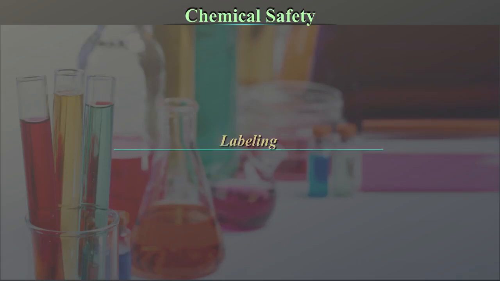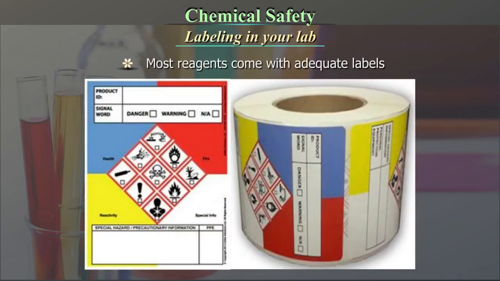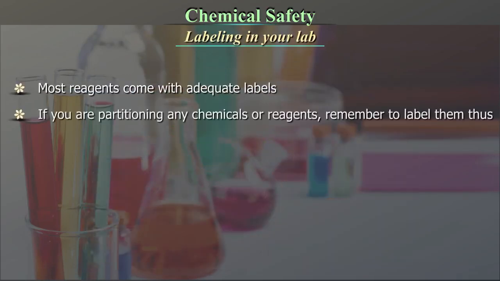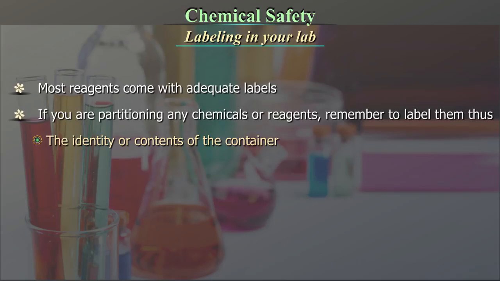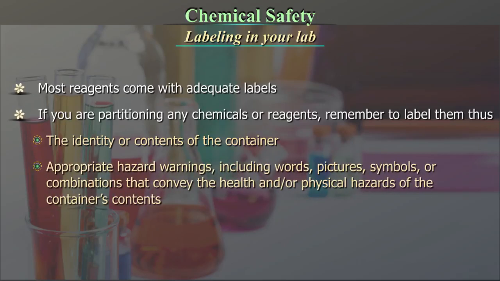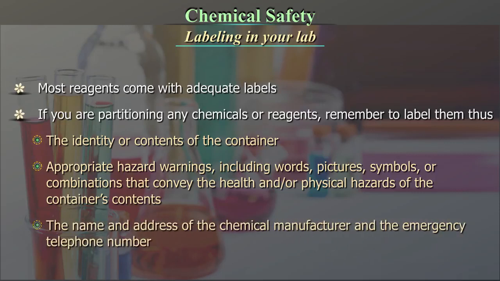Labeling in your lab. Most reagents come with adequate labels. If you are partitioning any chemicals or reagents, remember to label them thus. 1. The identity or contents of that container. 2. Appropriate hazard warnings including words, pictures, symbols or combinations that convey the health and or the physical hazards of the container's contents. The name and address of the chemical manufacturer and the emergency telephone number.